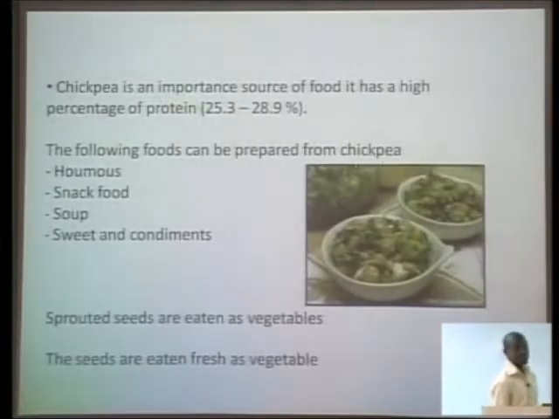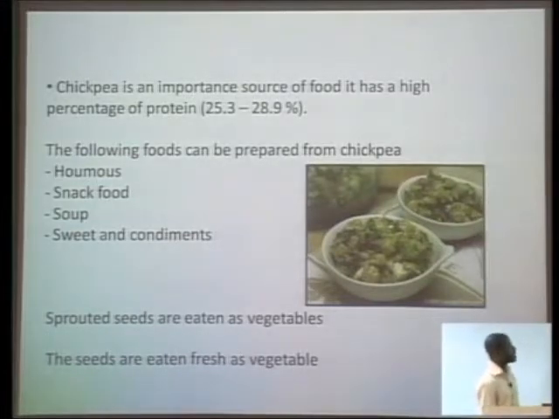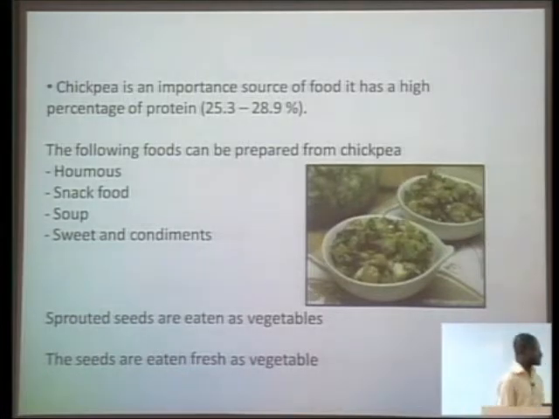A lot of food can be prepared from chickpea, and it contains 25.3 to 28.9% of protein. Among the food that can be prepared from chickpea are hummus, snacks, soup, sweets and condiments, and also sprouted seeds and fresh seeds can be eaten as vegetables.